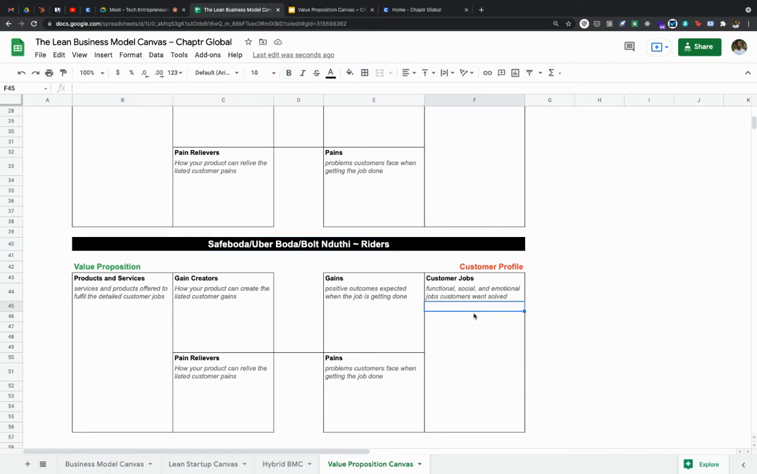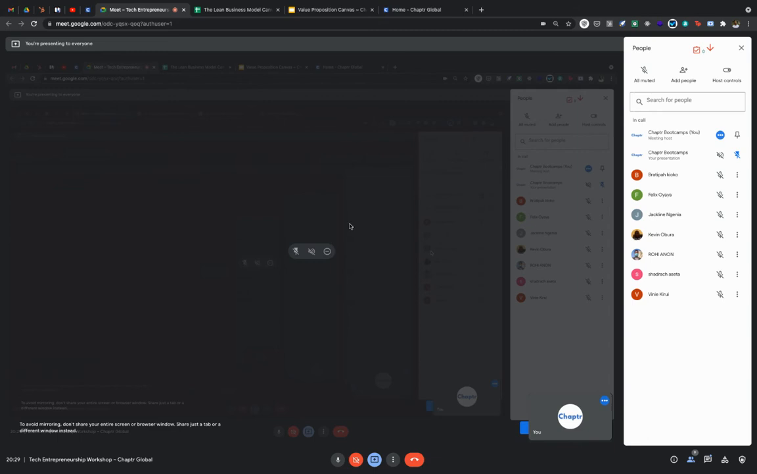Okay, so let's ask ourselves, as passengers, if you want to go from point A to B, what are some of the key functional jobs you want solved for us? We know the problem. What are some of these functional jobs we want solved? Guys are thinking about it. What job am I trying to get fulfilled as a passenger if I'm using SafeBoda? I will pick on anyone here. Let's hear from Vini.